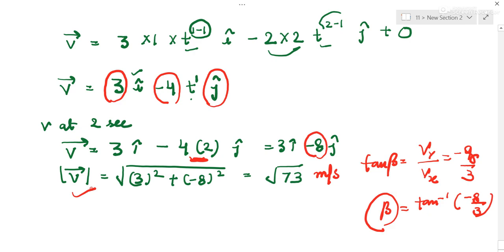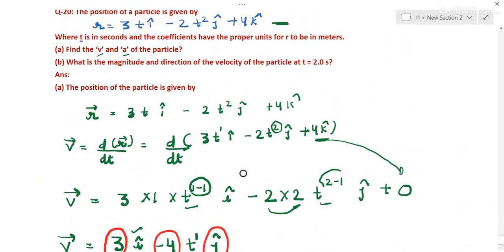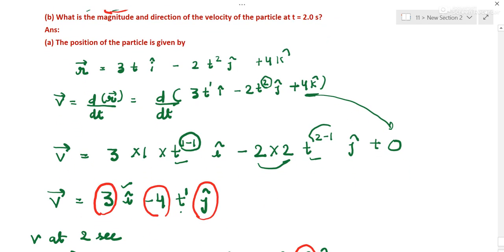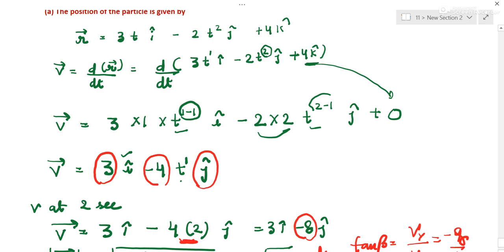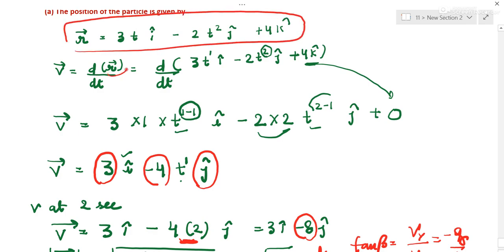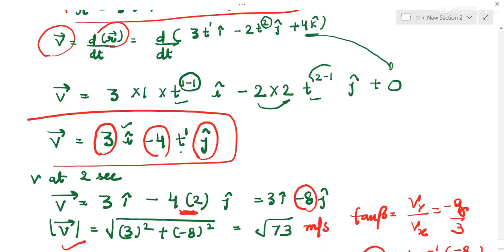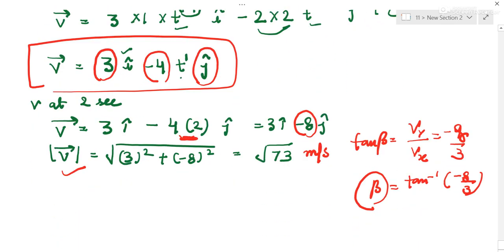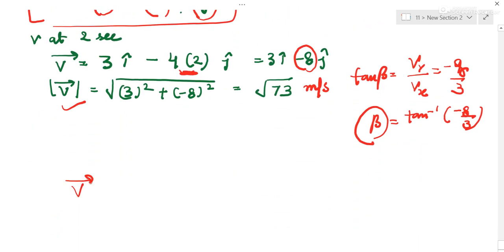One more part is there in which we have to tell the acceleration. We have to find out the acceleration also. So children, what was given to us was position. When I differentiated position, I got velocity. I got velocity as this. So I'll write it again. Velocity vector is 3 i cap minus 4t j cap.